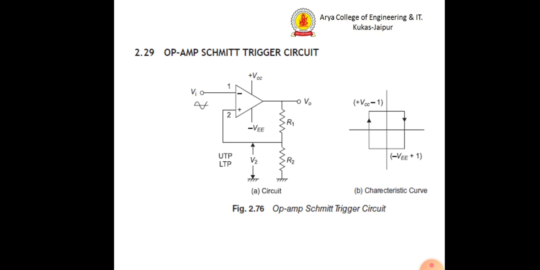The difference between the upper trigger point and the lower trigger point of the Schmitt trigger is known as hysteresis.